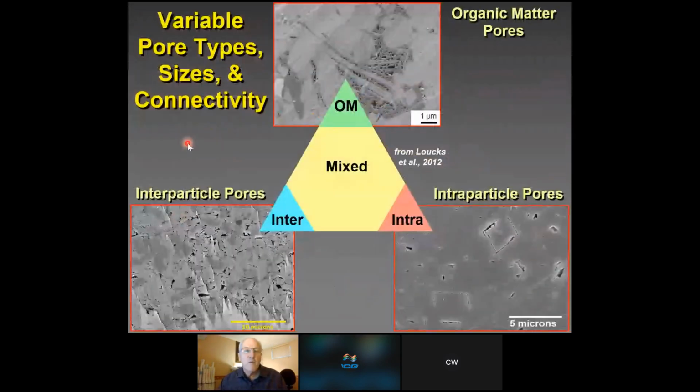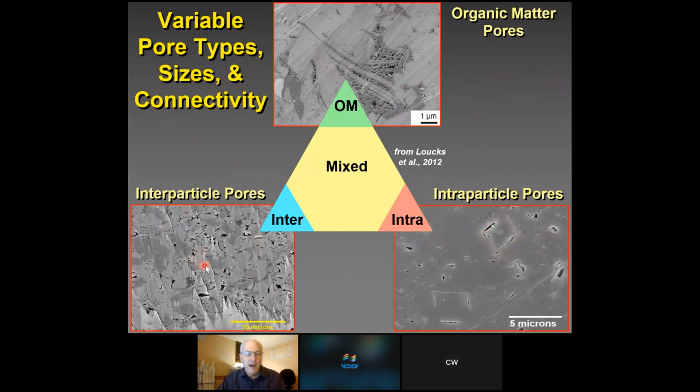You also get variable pore types and sizes and connectivity. So you've got organic matter pores. They may or may not be well interconnected. You get these really poorly interconnected intraparticle pores, like here, where we've got dolomite rhombs that are being dissolved out.